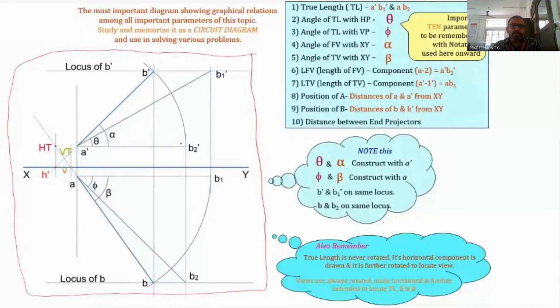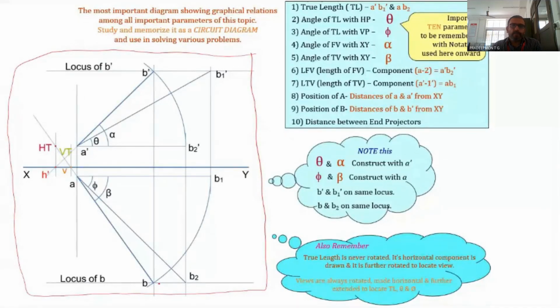It is equal to the length of the front view. And the length of the top view, that is AB. AB is the top view, and AB1 is also the length of the top view. AB1 is the length of the top view as well as AB is the length of the top view.